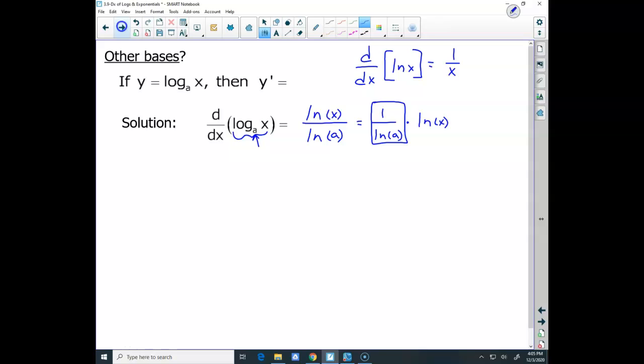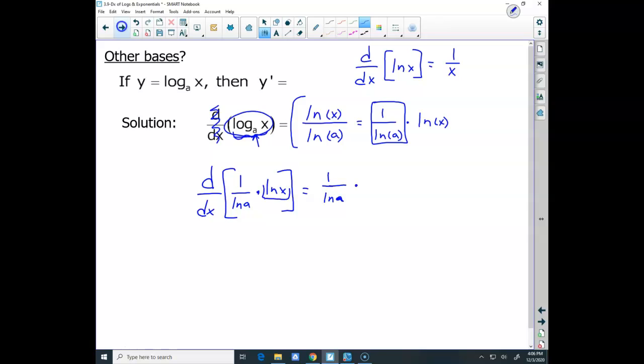Well, heck, if I'm doing that, and I haven't taken the derivative yet, by the way, I'm still redefining my function, okay? So then I would be thinking of this as what is the derivative of 1 over ln A, which is a constant, times ln x. Oh, well, that's pretty easy. It's the constant times the derivative of ln x. Oh, what is that? It's 1 over x.